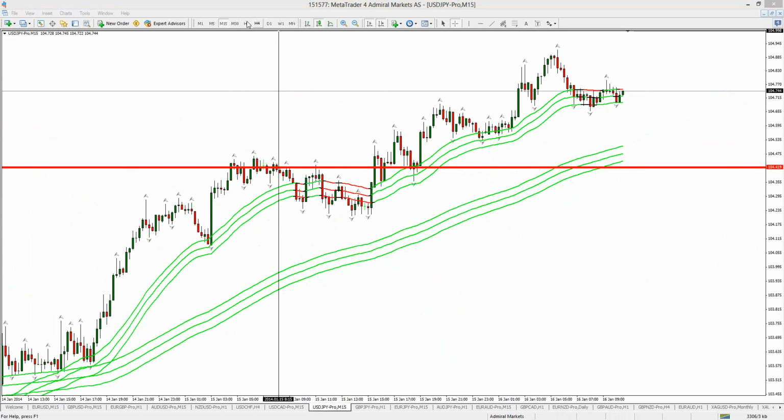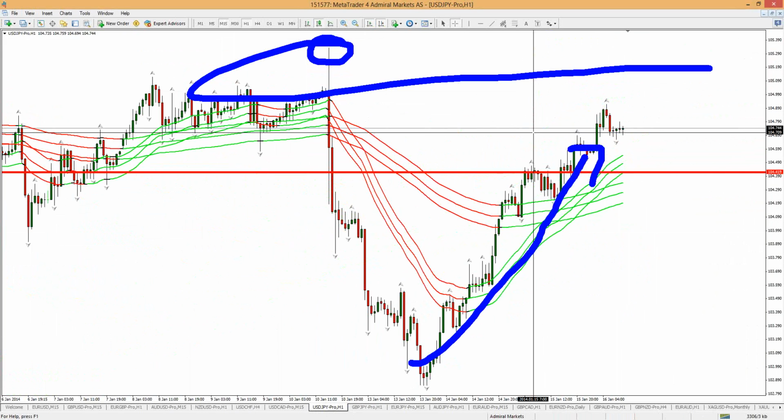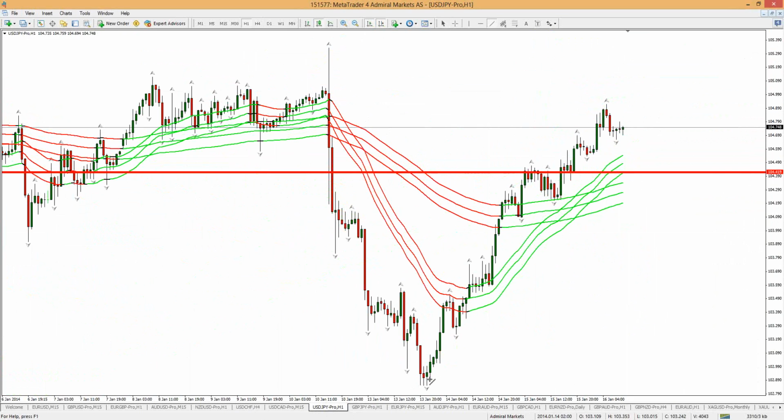So let's see how that goes. In any case, though, this upside is getting closer sooner or later to resistance. So in my opinion, one point or another, you would expect to get some correction down, but let's see if that happens.